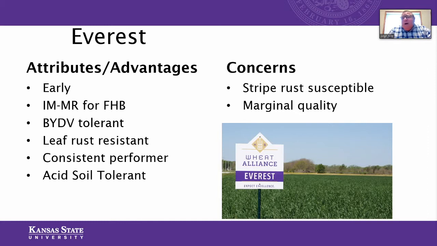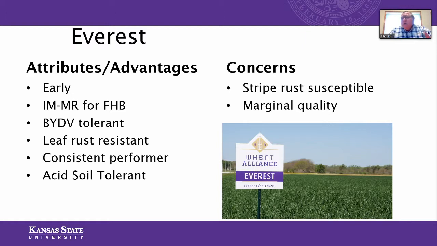One of the remarkable things about Everest is we've talked about breeding for durable resistance to leaf rust for a long time. We accidentally released a durably resistant variety in Everest. It's held up throughout its entire release period, and we've been working on mapping the resistance on that and moving it into other things because it's been a durable form of resistance. It's been a consistent performer, tolerant on acid soils.